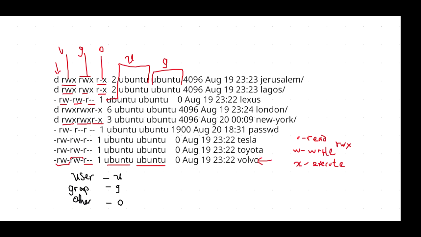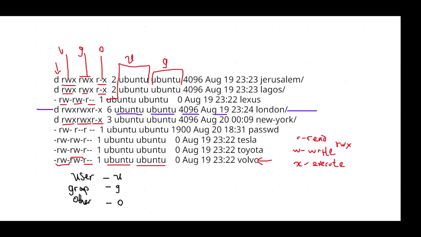Let's take London. London is a folder. How do we know? There's a D here. There's a directory. The owner of the folder is this user, Ubuntu. And the group that has access to London is also this Ubuntu group and members of this group. Okay. London folder is 4096 kilobytes created on this day at this time.